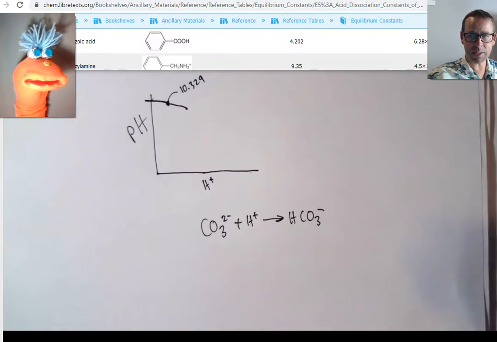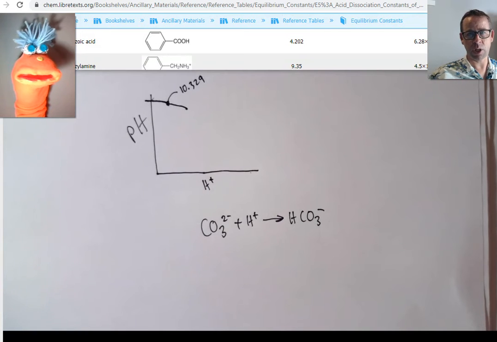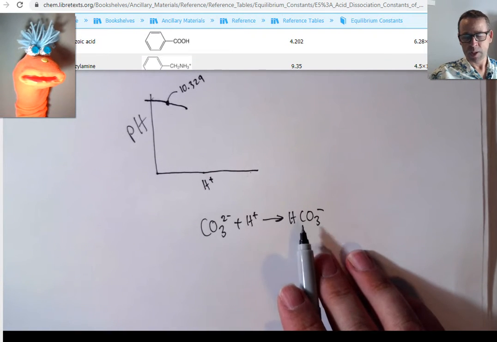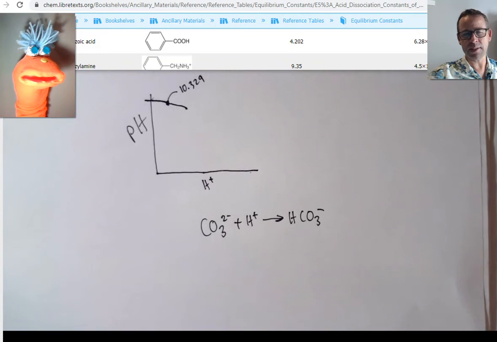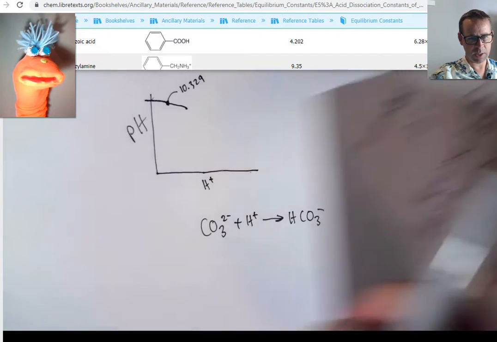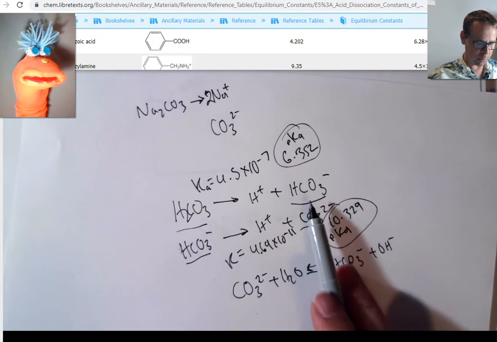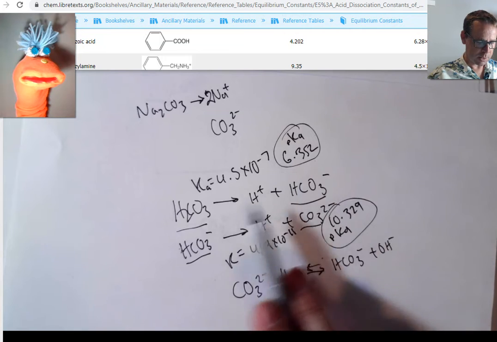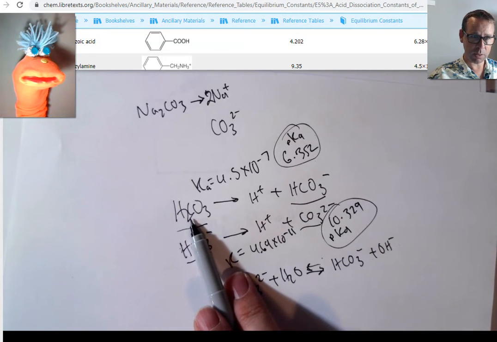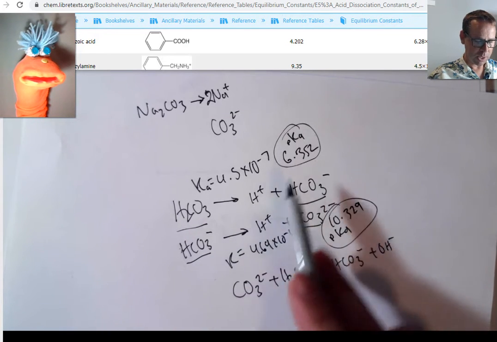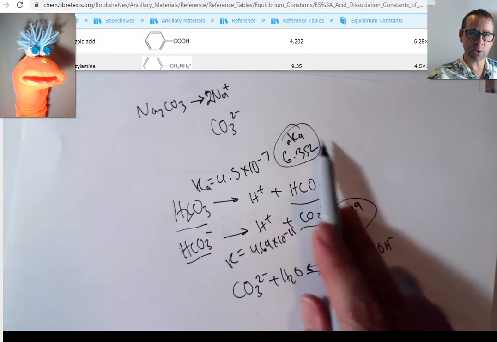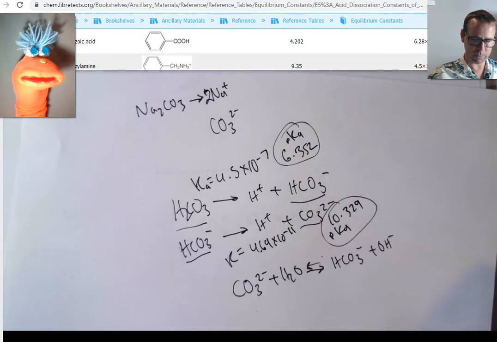these HCO3 minuses won't take any more protons. They don't want any more protons. They have one. They won't take any more protons until the pH gets closer to that of their pKa. So the pKa for this other step, where HCO3 minus takes a proton here, the pKa for this step is 6.352.